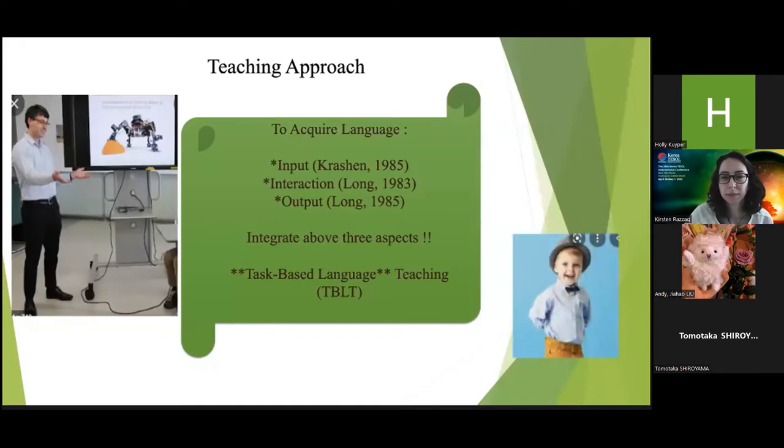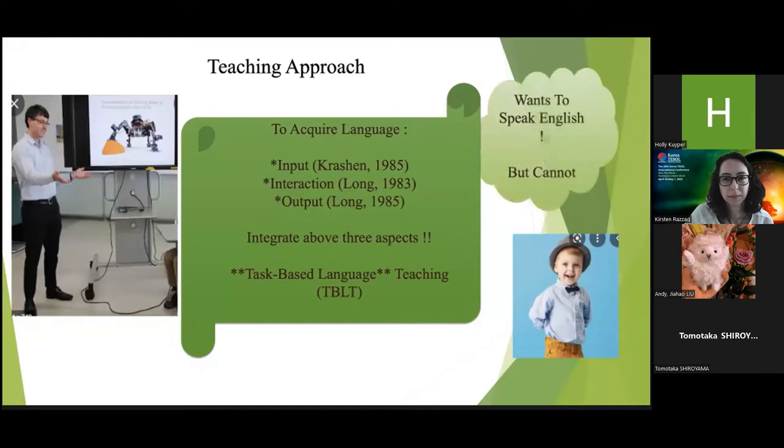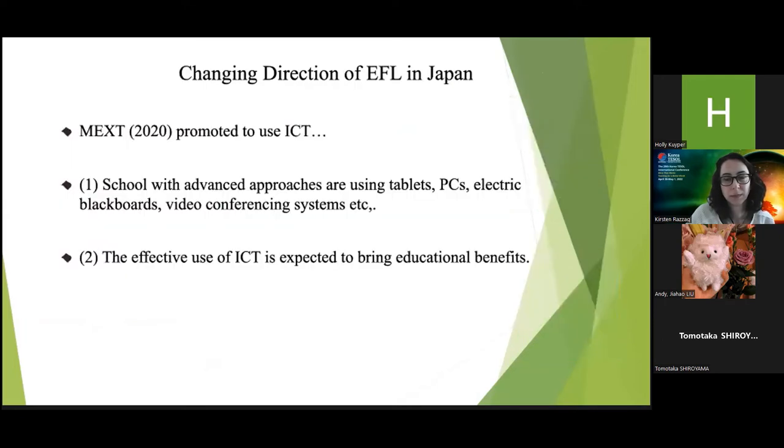Then our younger children want to speak English as a communicative tool. So maybe task-based language teaching will be the most effective way, because task-based language teaching includes input, interaction and output theories, and is a fully recognized teaching method. For example, in 2014, Liao and Fu argue task-based language teaching has been recognized as an important approach in language pedagogy for achieving communicative effectiveness. So the direction of EFL education in Japan is changing.